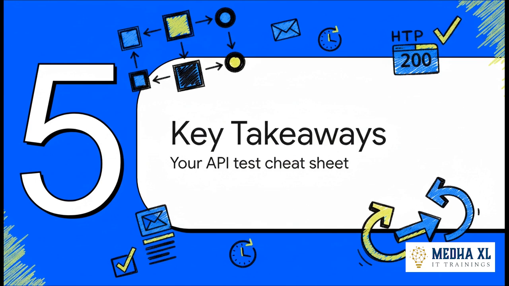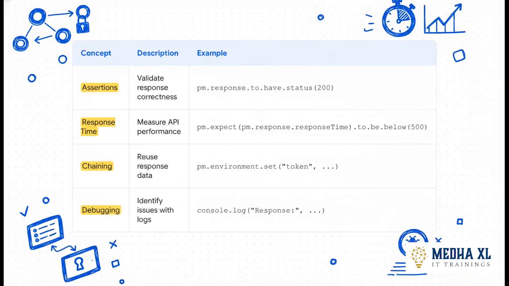Whew, we have covered a lot of ground, from the simplest assertions all the way to chained workflows. So let's just boil it all down into a quick takeaway cheat sheet to help you get started writing some really solid API tests. Just try to remember these 4 pillars. Use assertions to make sure the response is correct. Use response time checks for performance. Use chaining to build realistic multi-step user workflows. And when things go wrong, and they will, use debugging with console.log to see exactly what the API is sending back.